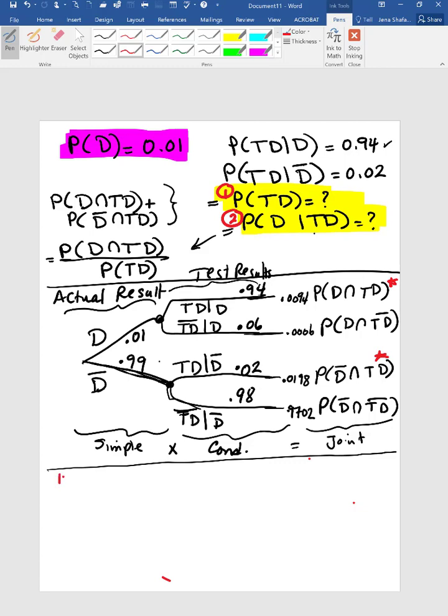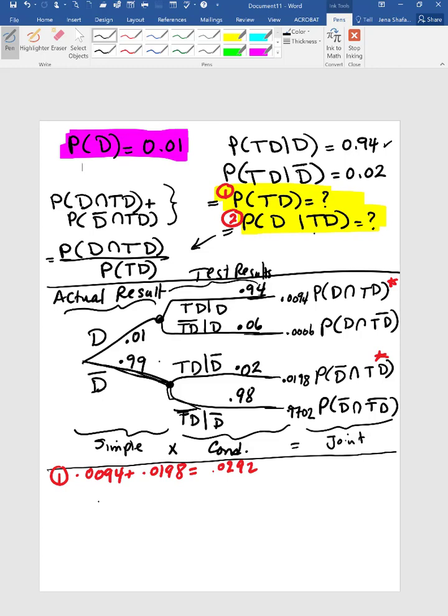So question 1 is 0.0094 plus 0.0198, and that is 0.0292. But I will go ahead and do what's called flipping of the tree, and we can answer all kinds of other questions as well.